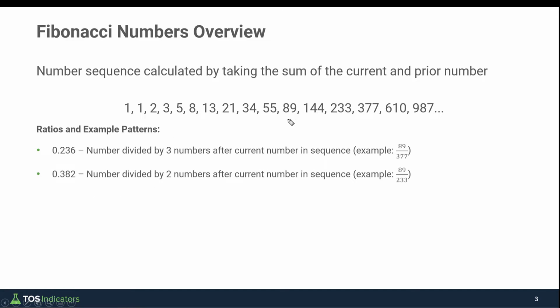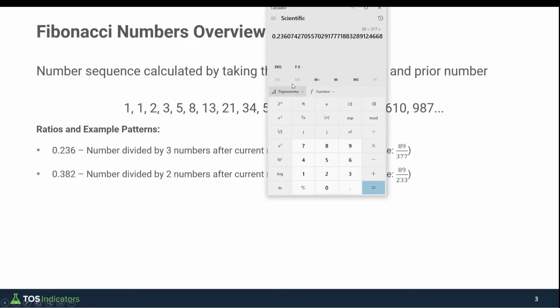That can be calculated by taking the current number divided by two numbers after that current number, so not 377, but 233. 89 divided by 233. If we go ahead and plug that in here, 89 divided by 233, we get 0.3819, 0.382, which is the ratio that, again, gets closer and closer to 0.382 the deeper into the sequence you go.